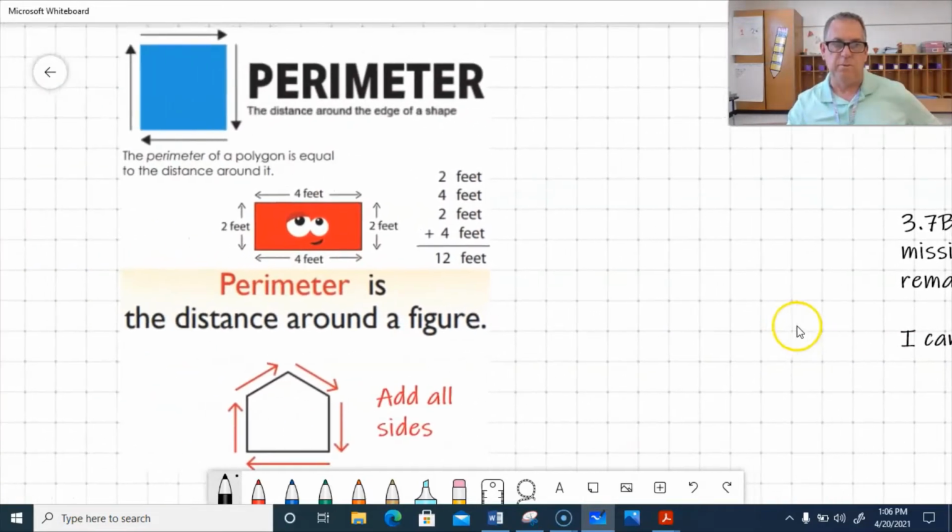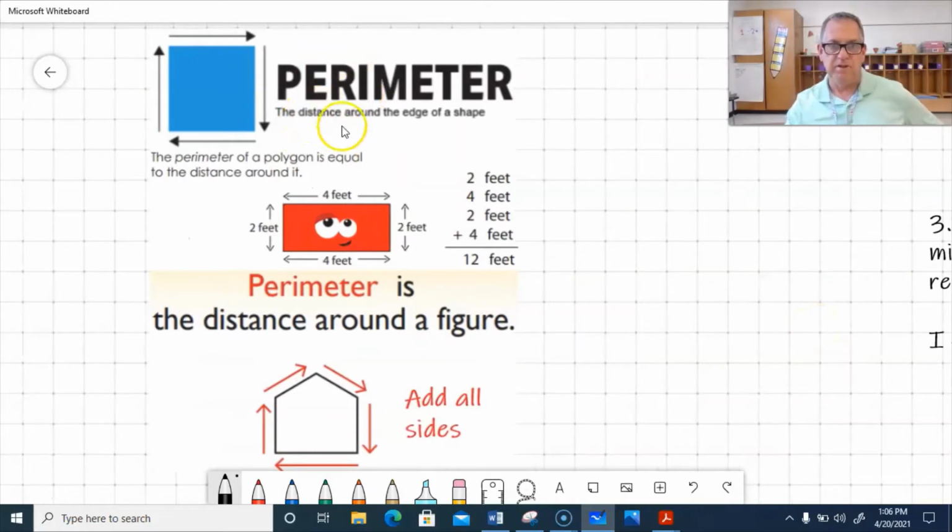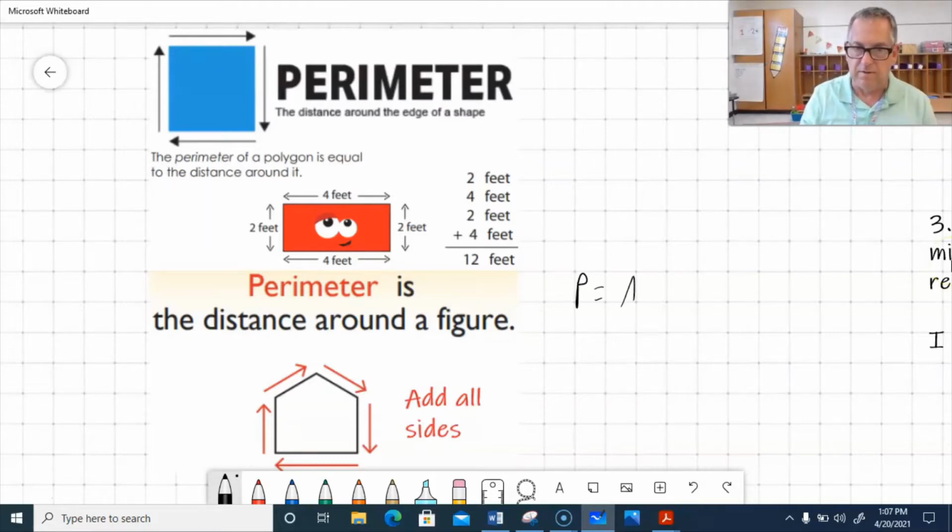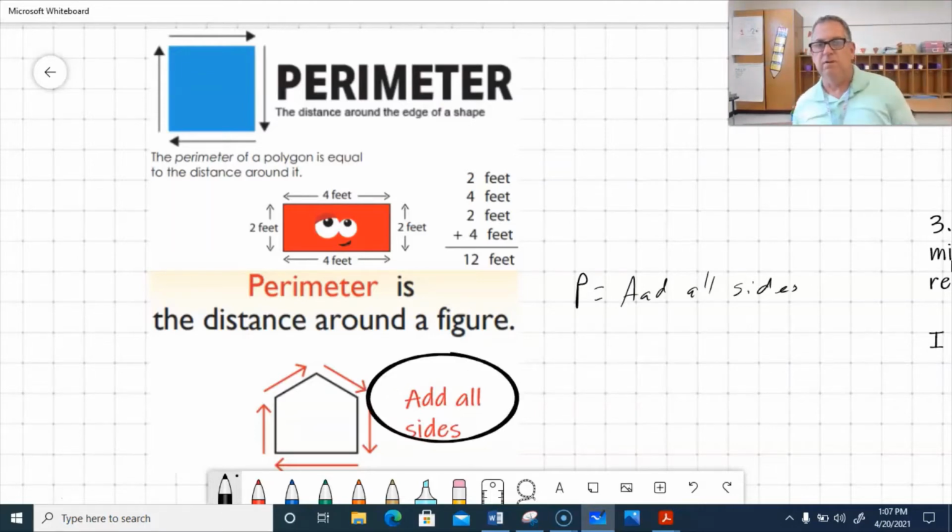We'll look at some of the vocabulary for perimeter real quick. Perimeter, it's the distance around the edge of a shape. So basically how far it is around, and we calculate that by adding all sides. And you see I have that right here, add all sides. So remember, perimeter is add all sides. A lot of times perimeter problems look very similar to area problems, as you've probably seen before. But I just need you to remember perimeter, you can say P is equal to add all sides. And just like exactly what I have right here, add all sides.